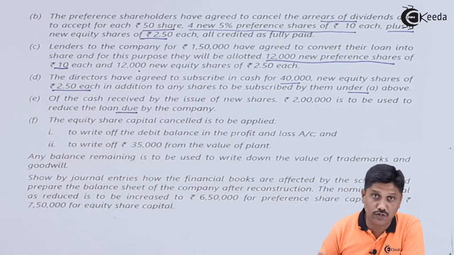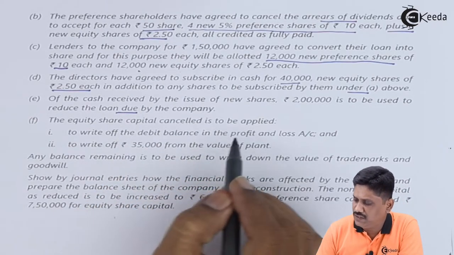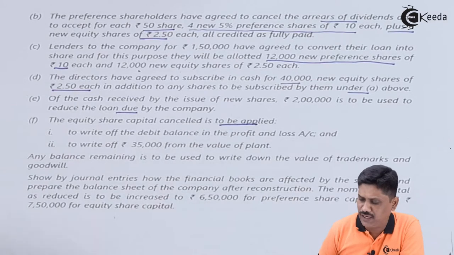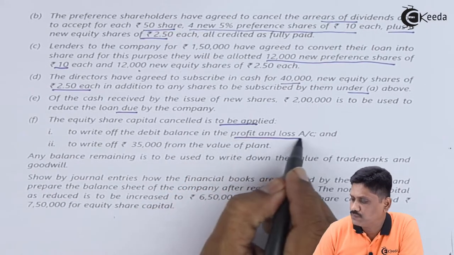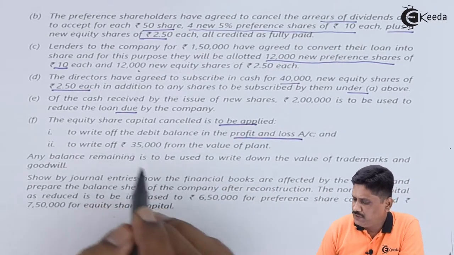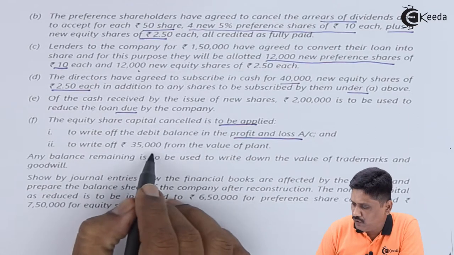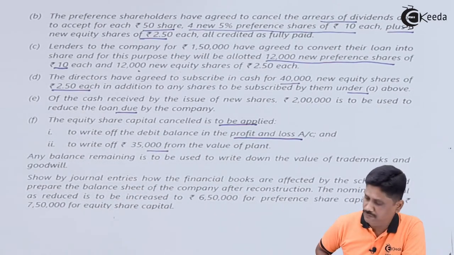तो आपका loan जो है और 2 लाख का कम हो गया. Equity share capital cancelled is to be applied, उसको use किया गया, to write off debit balance in P&L account. P&L account का debit balance we have written off. And to write off 35,000 from the value of plant. So at least these two things we are going to write off.